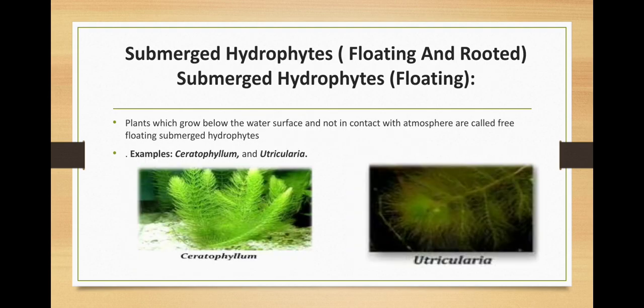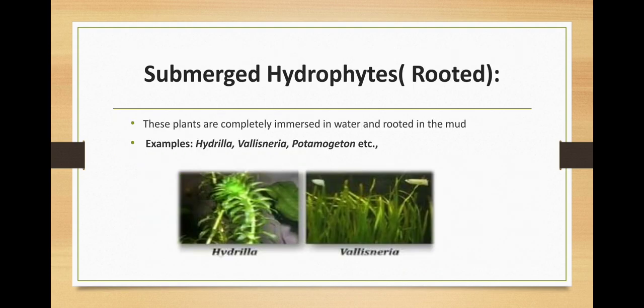Submerged hydrophytes, you can see here in the diagram the structure of the plants. Plants which grow below the water surface and not in contact with the atmosphere are called submerged hydrophytes. These plants are completely immersed in water and rooted in the mud. For example, hydrilla.